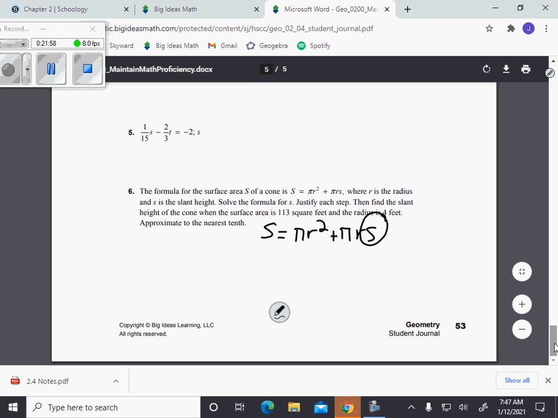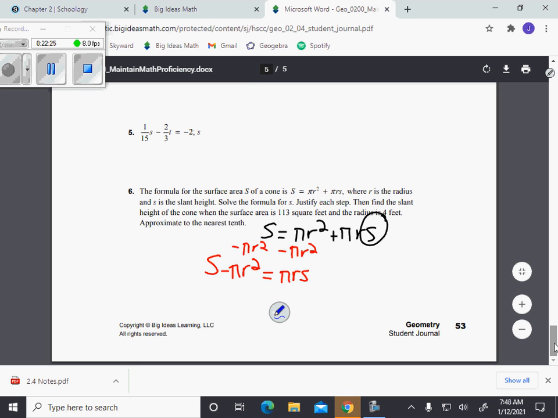Sounds good? First, I'm going to subtract this pi r squared, because everything that's touching has to go over at one time. Those are all being multiplied together, so minus pi r squared. So I'm going to get S minus pi r squared equals pi rs. And I'm going to solve for that little s.